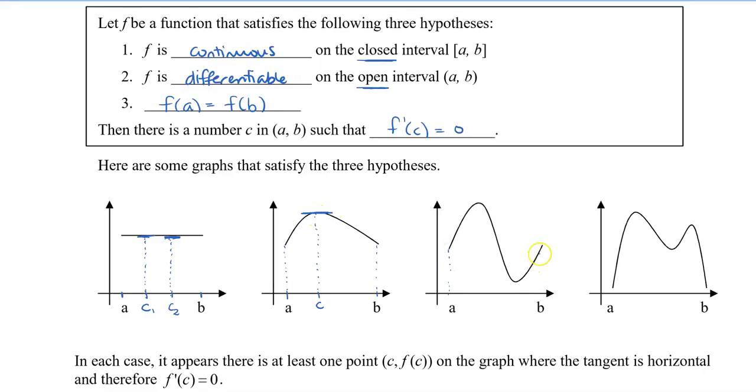In the third graph, we have a and b, and this one gives us two of them. We have c1 here, and another point here, c2, which also gives us a horizontal line. Sometimes we can have even more. We have c1, another point c2, and also over here, c3. All three of these spots give us a horizontal tangent. So in each case, it appears there's at least one point, which we'll call c, on the graph where the tangent is horizontal, and so the first derivative is equal to 0.